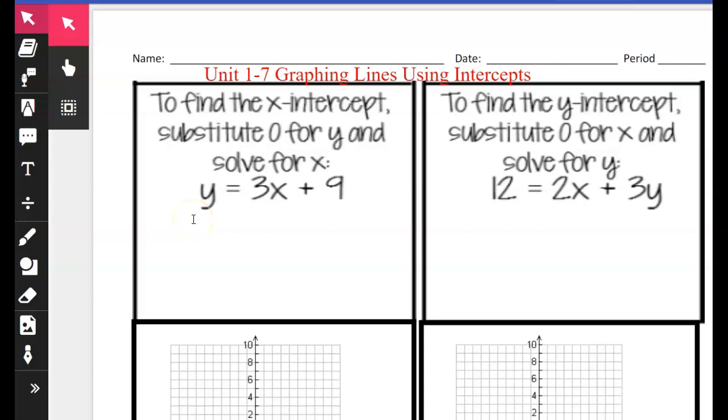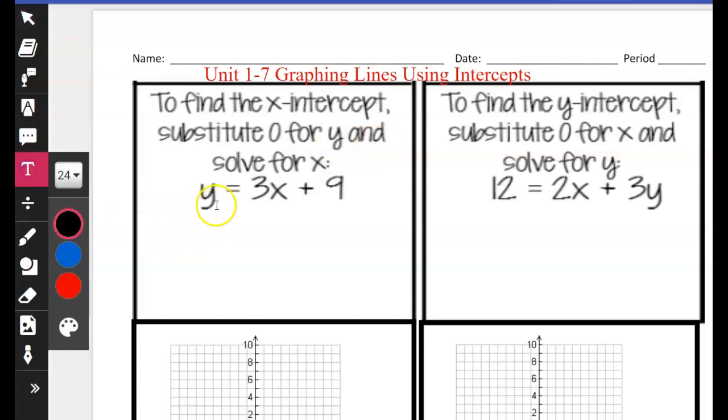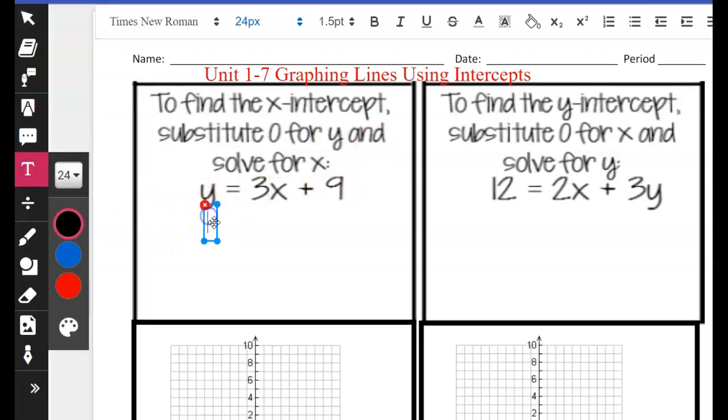Please complete your Unit 1-7 notes on graphing lines using intercepts. It says right here to find the x-intercept, substitute 0 for the y. So in this equation right here, instead of being y equals, it will be 0 equals 3x plus 9. I need to solve that equation.